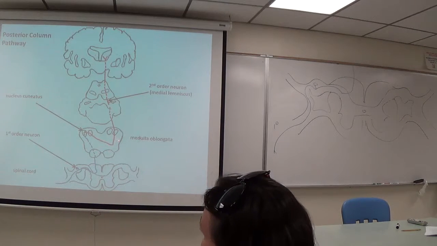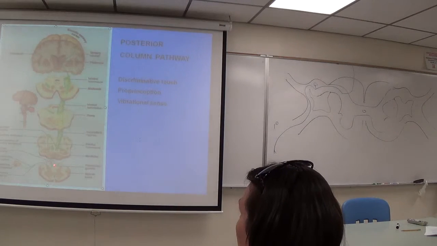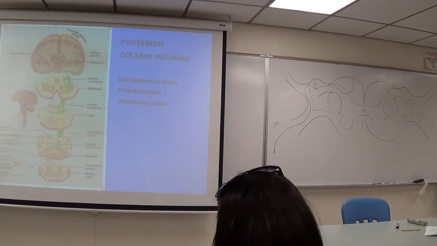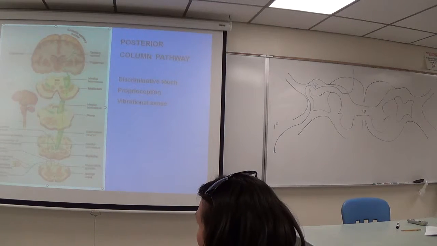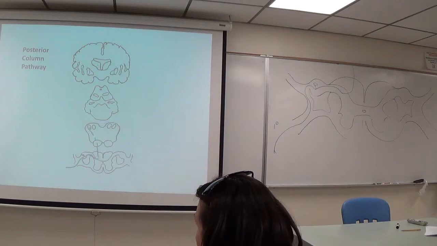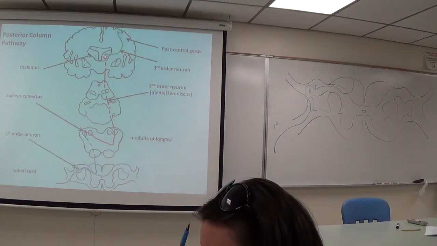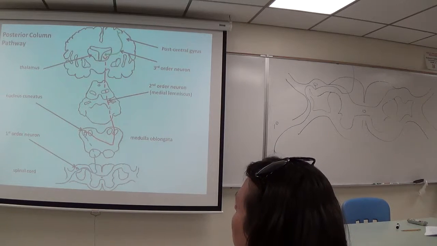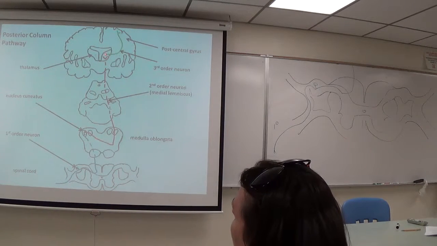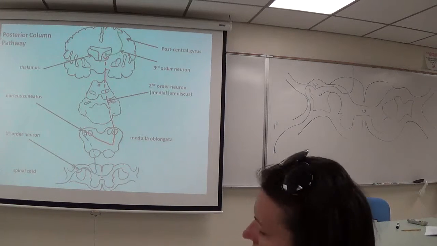So it crosses over and travels up the other side. If we look at the three-dimensional aspect, this is the medial lemniscus. It's crossed over, and now it's traveling up, turns slightly, and comes up like that. Then it meets the third order neuron. All third order neurons have their cell bodies in the thalamus, and it goes to whatever level of the post-central gyrus corresponds to what part of the body it's coming from.